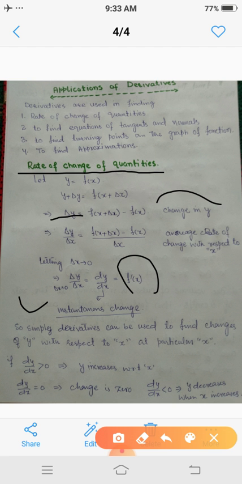Now here dy by dx is a number, so it can be positive, negative, or 0. If it is positive, this is called a positive change in y with respect to x. That is, y increases when x increases. Similarly, if dy by dx is 0, this means that y remains constant when x increases. Similarly, if dy by dx is less than 0, this means that y decreases when x increases.